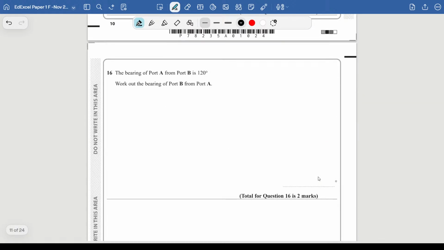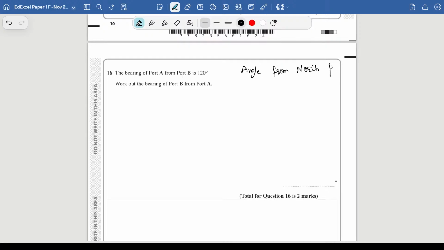The next question is about bearings. The bearing of port A from port B is 120 degrees. Work out the bearing of port B from port A. So first we need to review what we mean by bearings. A bearing is any angle which is taken from north.